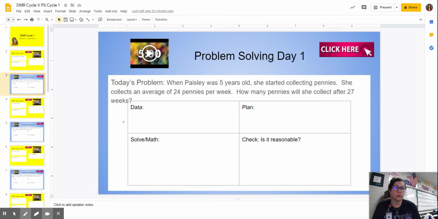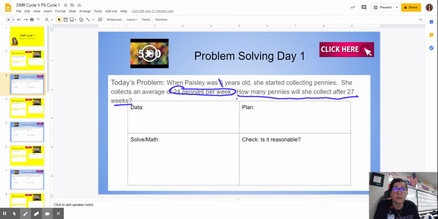So when Paisley was 5 years old, she started collecting pennies. She collects an average of 24 pennies per week. How many pennies will she collect after 27 weeks? So we need a question. So our question is, how many pennies will she collect after 27 weeks? Well, what do we know? She collects an average of 24 pennies per week. We have to ask ourselves, does it matter when she's 5? It really doesn't in this case because it's just 27 weeks, so we're just going to mark an X.